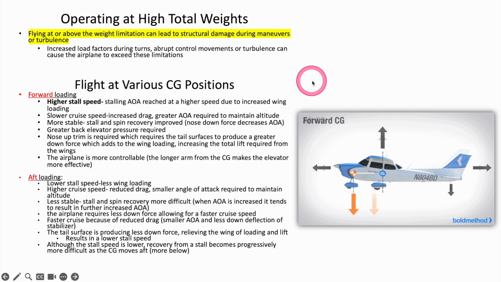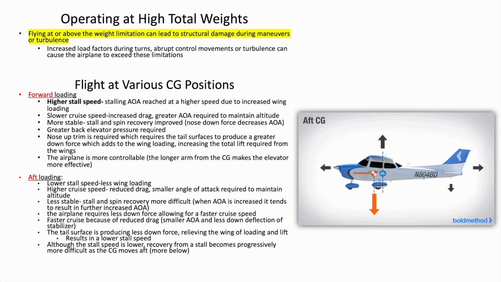Here is just another look at operating at high weights, or forward of your limitation or aft of your limitation. With a forward center of gravity, you're going to have a higher stall speed and lower cruise speed. The aircraft is considered more stable because it can recover, as it's forward of your center of lift. Although you have a higher stall speed, stall recovery is better because the nose is going to be heavier, which reduces the angle of attack. With an aft center of gravity, you're going to have a lower stall speed and better cruise speed. However, stall recovery is not going to be as great.